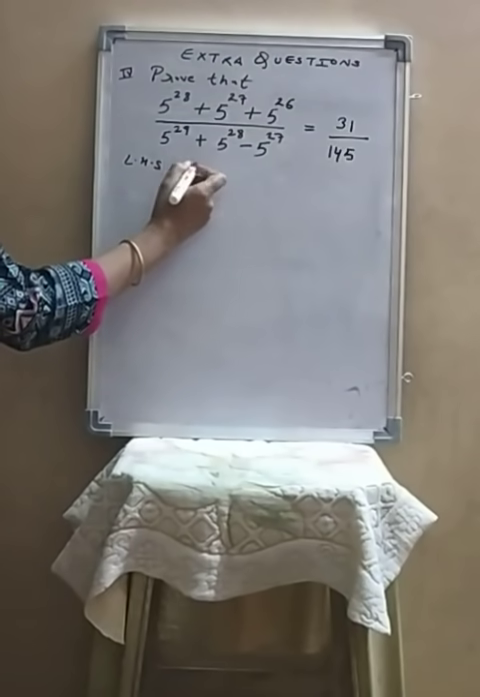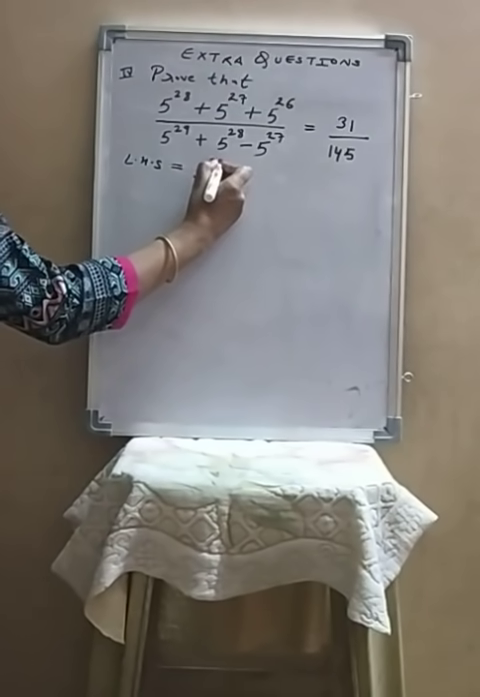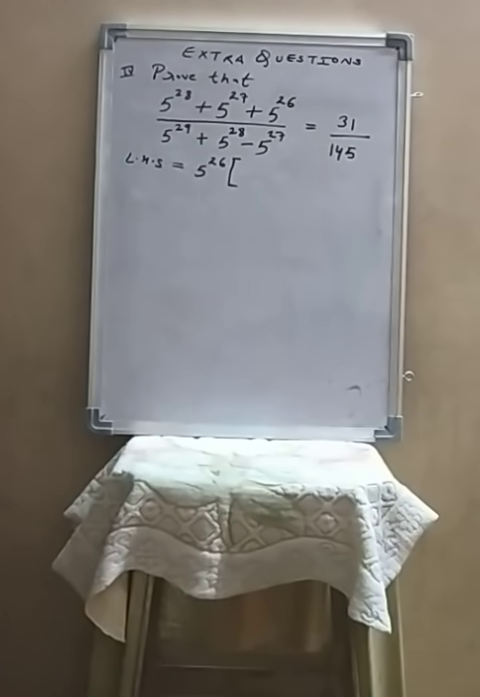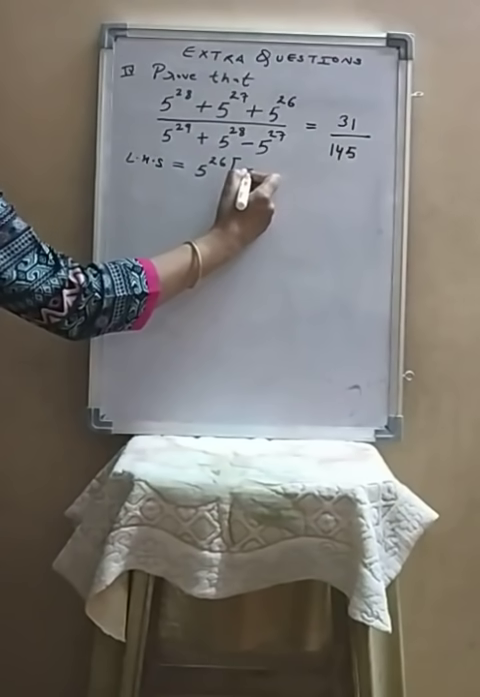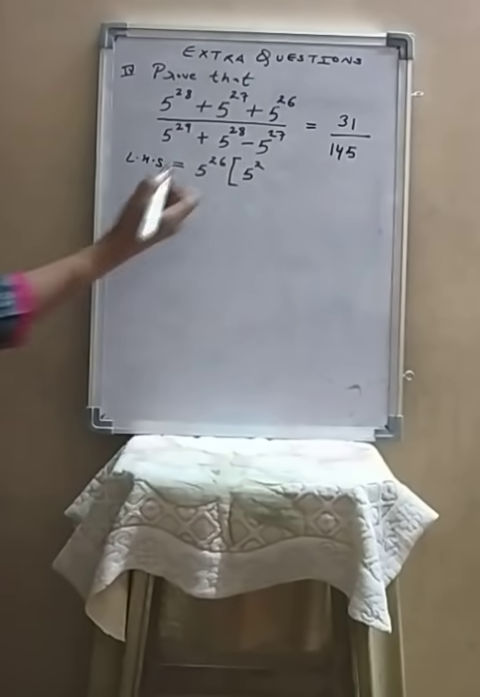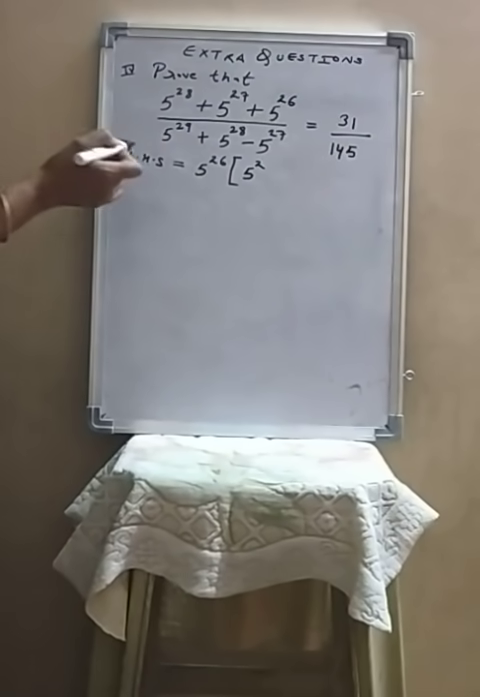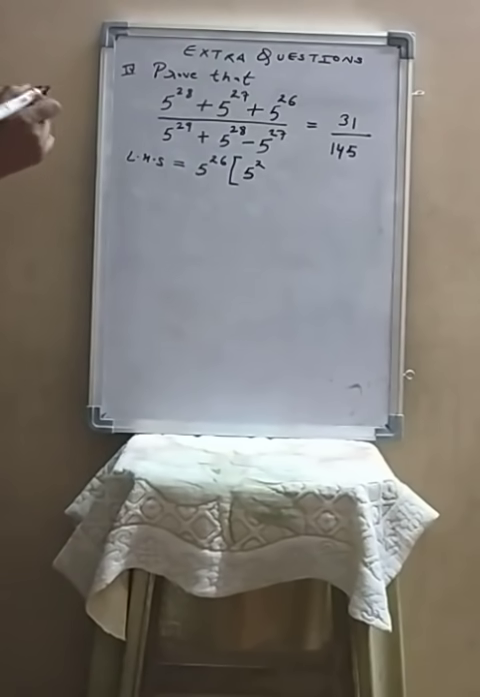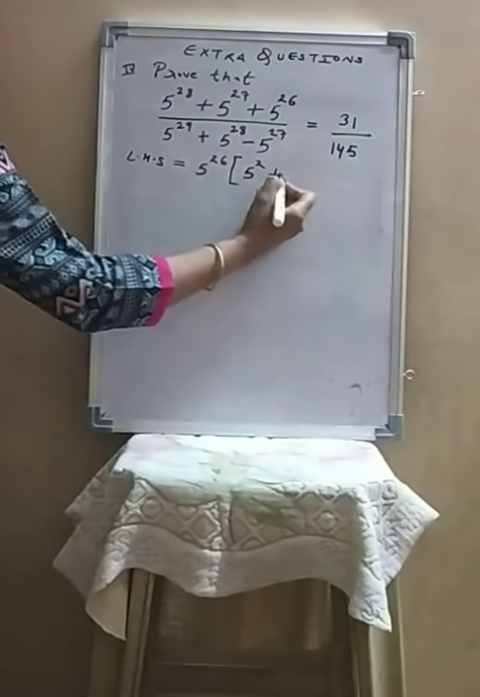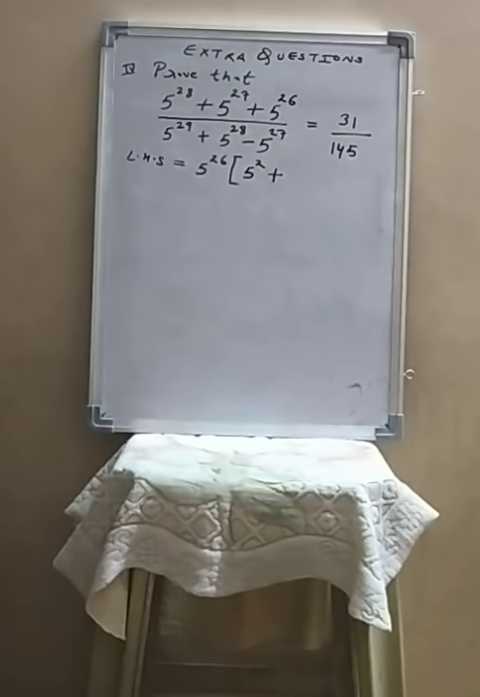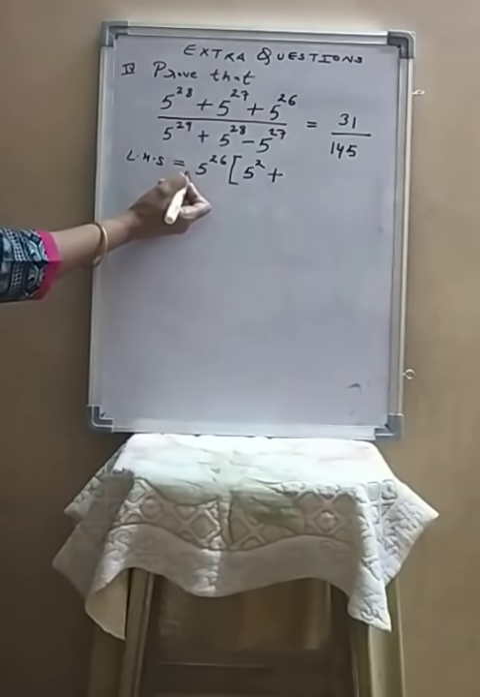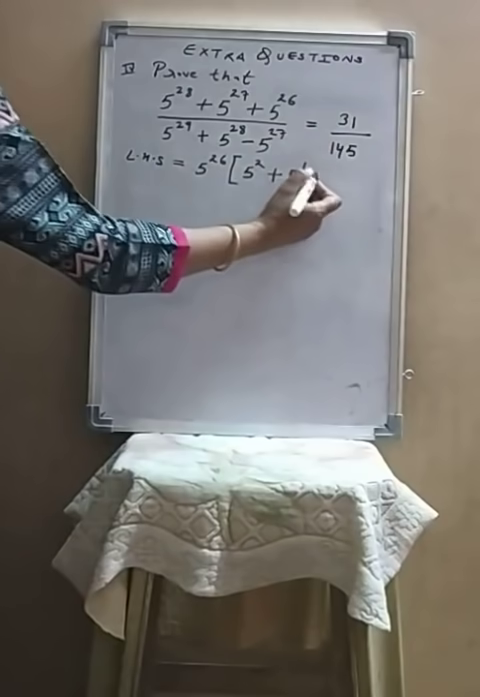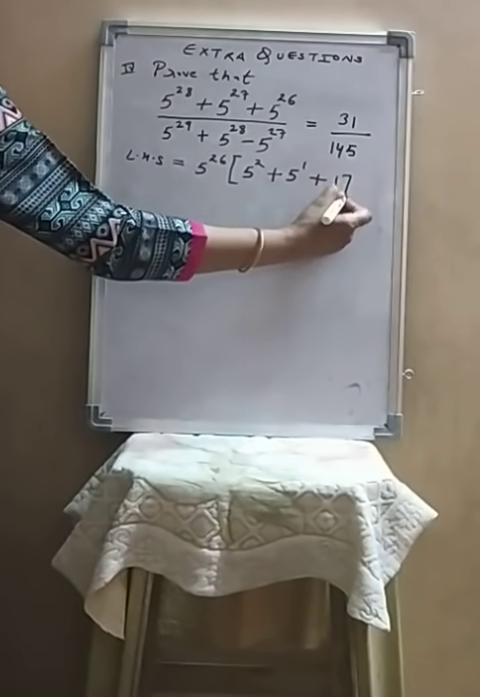Now in the LHS, I can take 5 raised to the power 26 common. Here I have 5 raised to the power 28. So it means 5 raised to the power 2 is left. Because when you are going to combine these terms by the laws of exponents, 26 plus 2 becomes 28. Similarly, plus 5 raised to power 27. 26 times I have taken common, so only 5 raised to power 1 is left. And here I have taken the whole term common, so 1 is left.